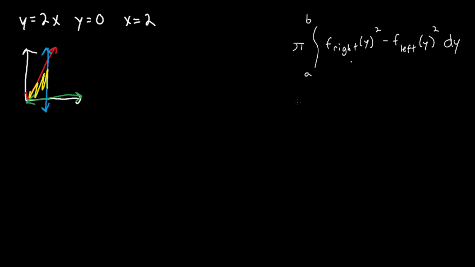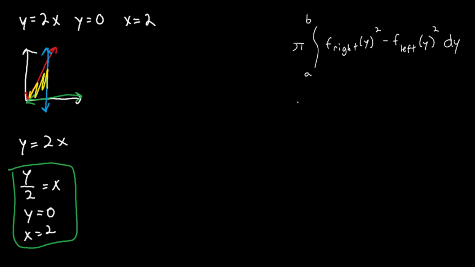Well, we need to find the right bound function and the left bound function, all with respect to y. So y is equal to 2x. How do we isolate x in this case? Well, y is equal to 2x is simply y over 2 is equal to x. The rest of our bounds are already isolated. x is equal to 2 here. So let's go ahead and write our integral.